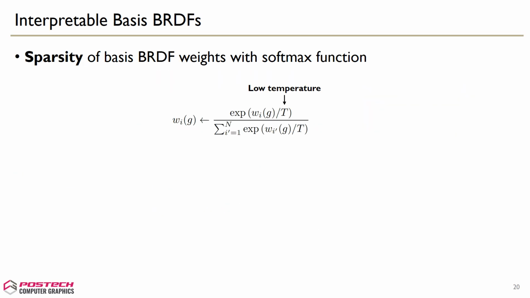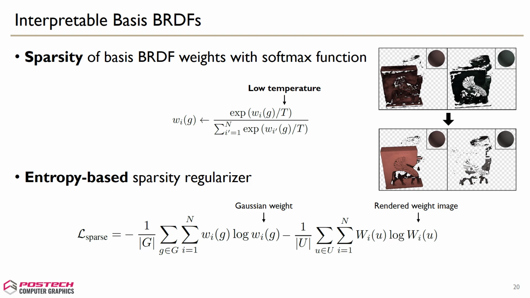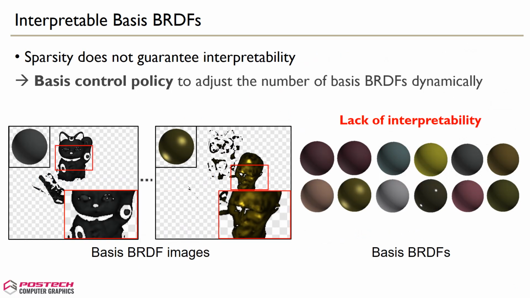To encourage sparsity in the basis weights, we apply a softmax function with a low temperature and introduce an entropy-based sparsity regularizer. This regularization loss reduces the entropy of both the Gaussian weights and the rendered weight maps. However, sparsity alone does not guarantee interpretability. To address this, we propose a basis control policy that dynamically adjusts the number of basis BRDFs.